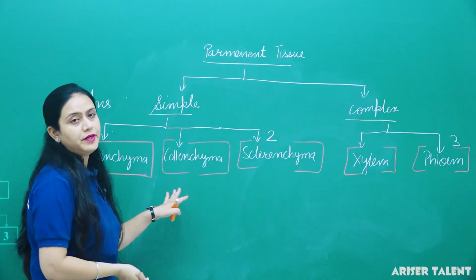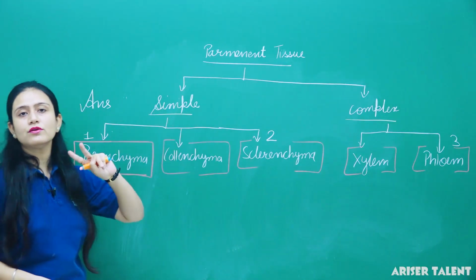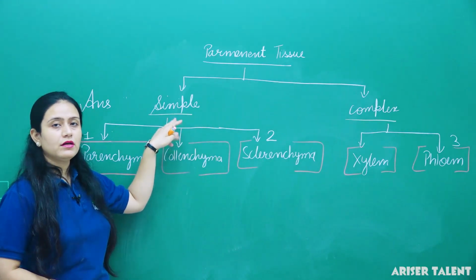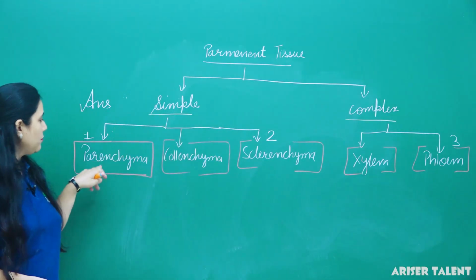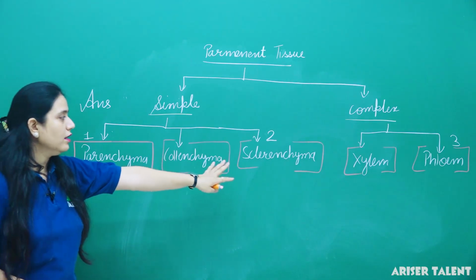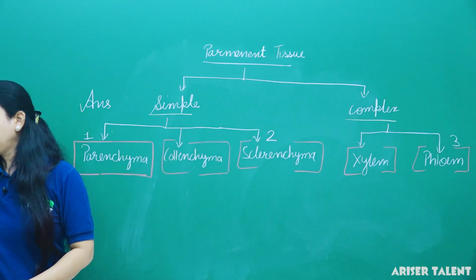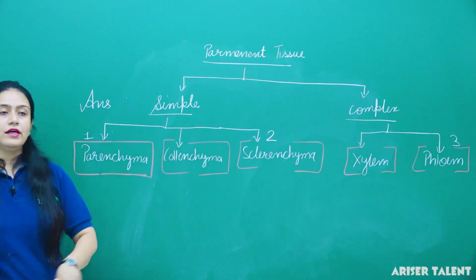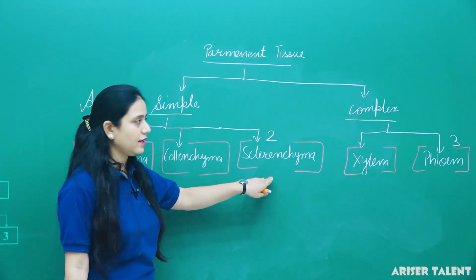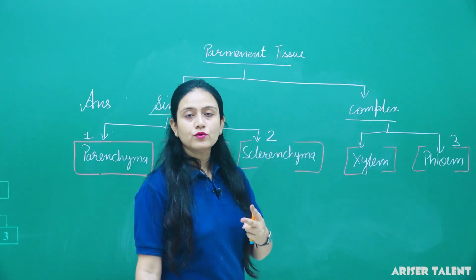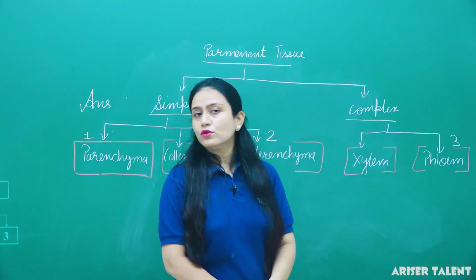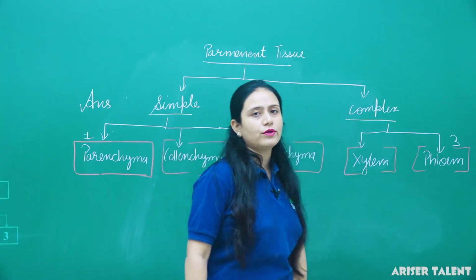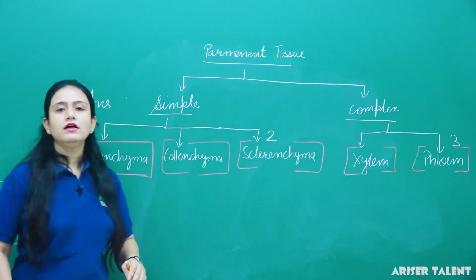We have already completed the table: permanent tissues are of two types, simple tissue and complex permanent tissue. Simple permanent tissues are of three types: parenchyma, collenchyma and sclerenchyma. Number one is parenchyma. The second one, which was missing here, is sclerenchyma. Complex tissues are of two types: xylem and phloem. So the third option, which was blank here, is phloem. Clear? So we have completed the table.